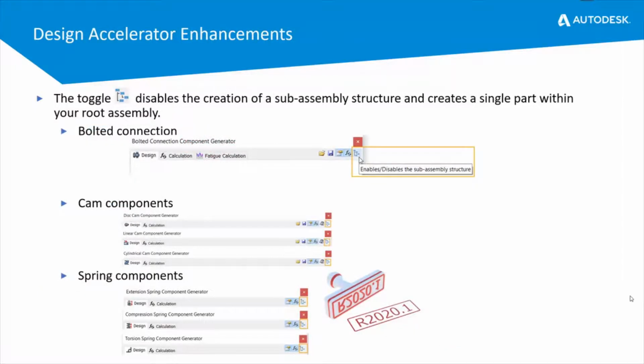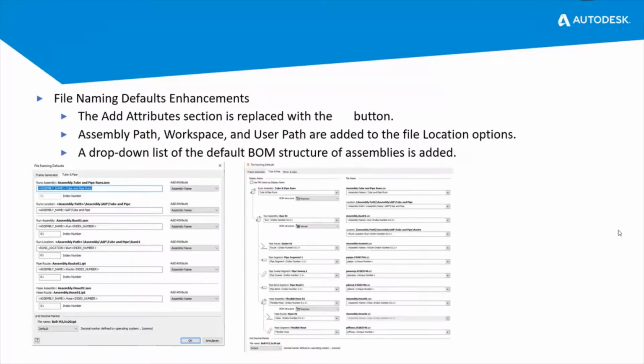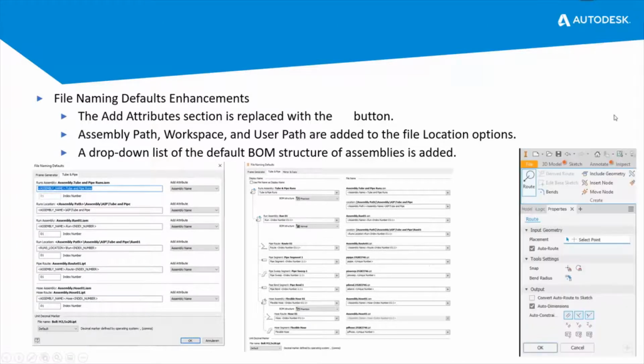Design accelerators, there's a new toggle over there which enables or disables the sub-assembly structure, and this works with cam, bolted connection and spring components. Again, tube and pipe has some new file naming defaults. So on the right hand side over here you can see the new versus the old, and there's a new interface for tube and pipe as well.